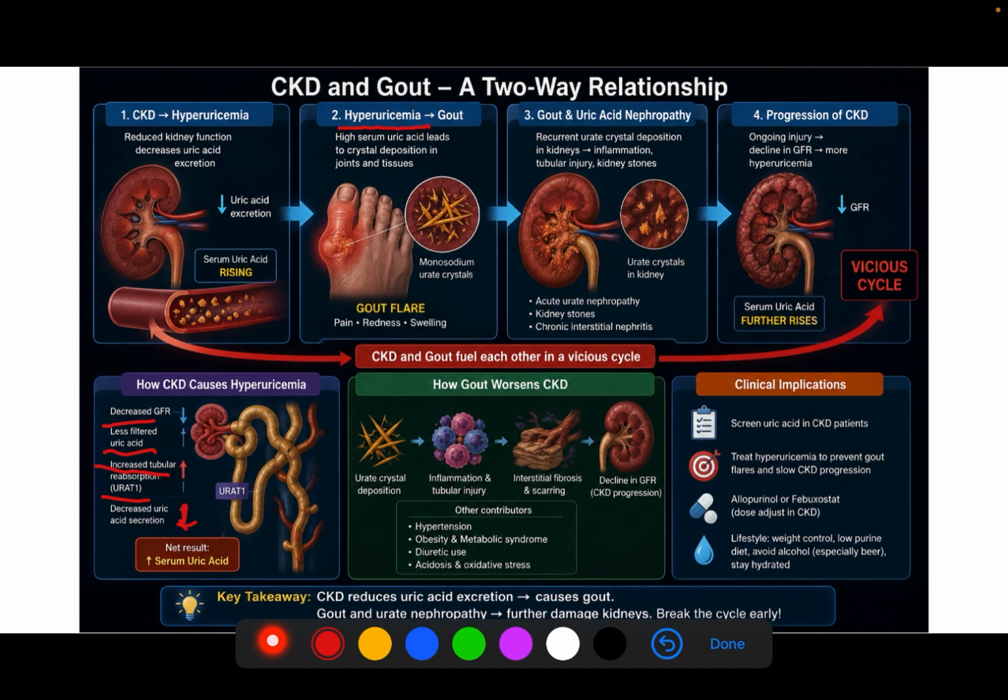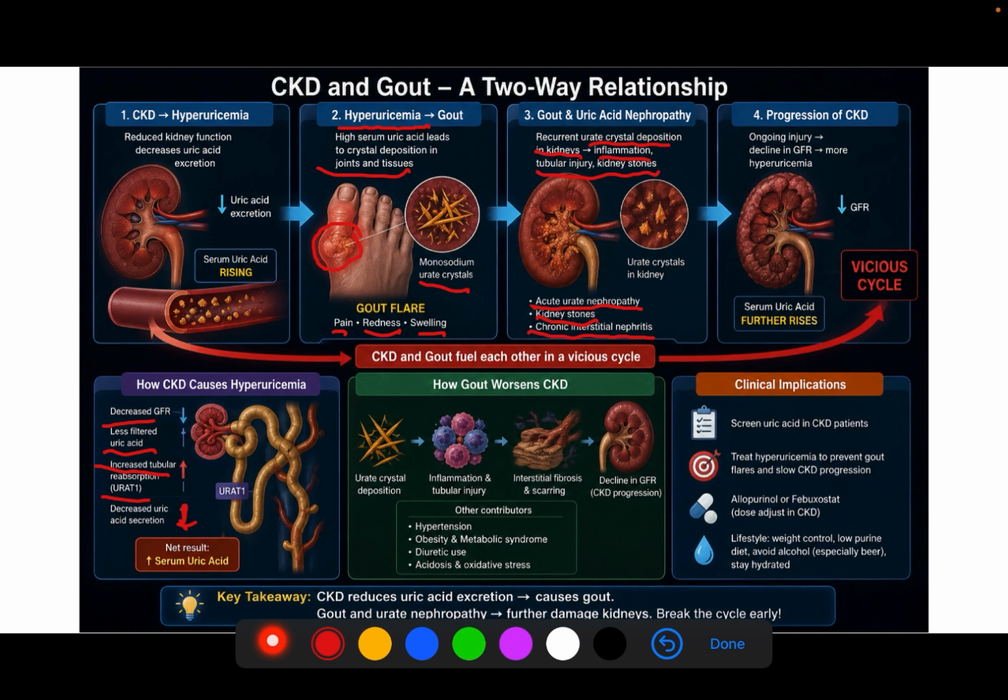This hyperuricemia ultimately leads to crystal deposition in the joints and tissues. These are monosodium urate crystals, leading to gout or a flare-up of gout, which is usually characterized by pain, redness, and swelling. Also, over time, when the patient has gout, uric acid crystal deposition also occurs in the kidney, leading to inflammation, tubular injury, as well as kidney stone formation, and ultimately causing acute urate nephropathy, kidney stones, as well as chronic interstitial nephritis.